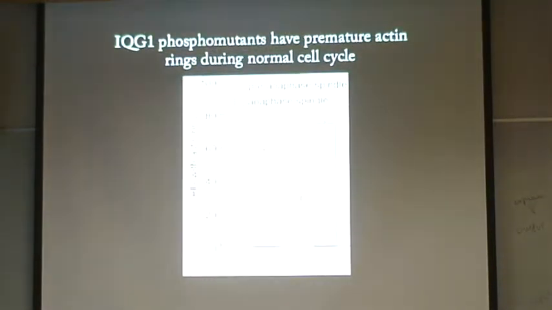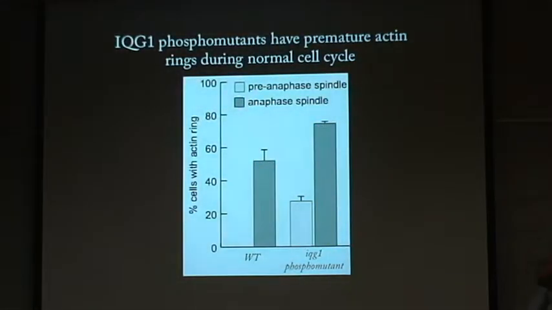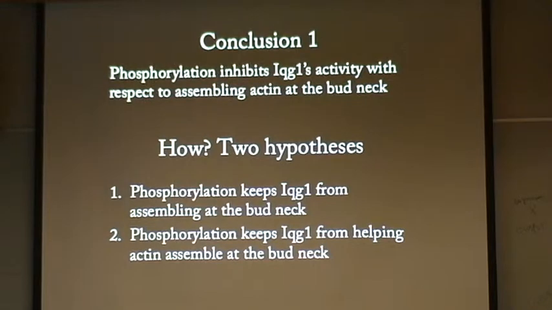So here's the quantification of that. We divide the cells into two groups, the pre-anaphase cells, the ones that have not separated yet, and the ones that have. You only see actin rings in the phosphoimmune case in the pre-mitotic, pre-anaphase cells. So this brought us to our first major conclusion, which is that phosphorylation inhibits IQG1's activity with respect to assembling actin at the bud neck. Now, how would it do this?